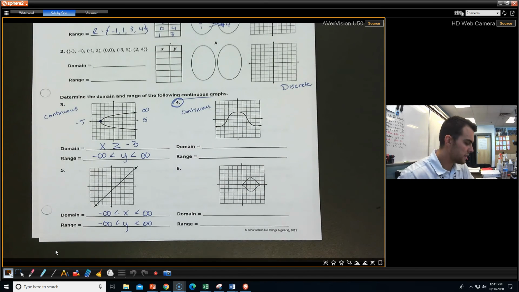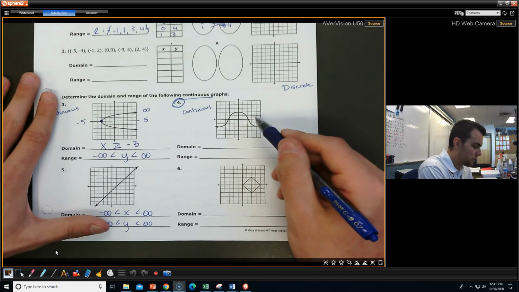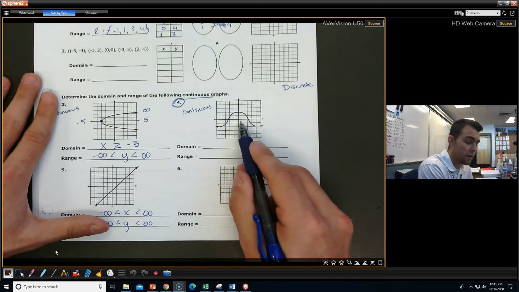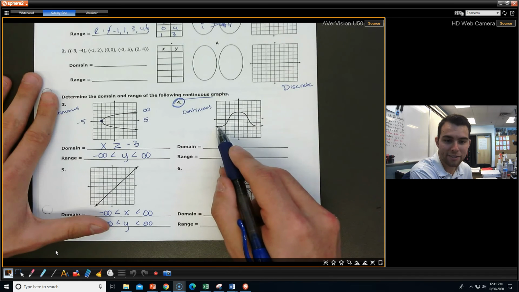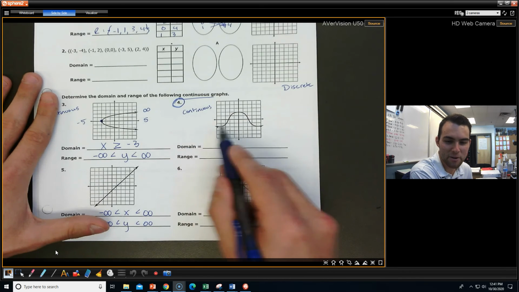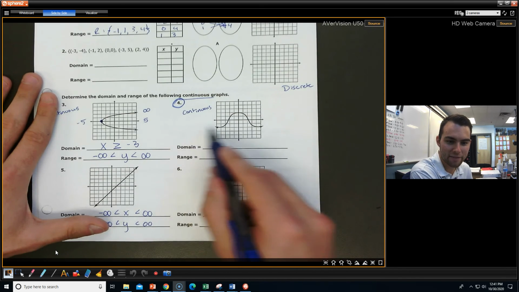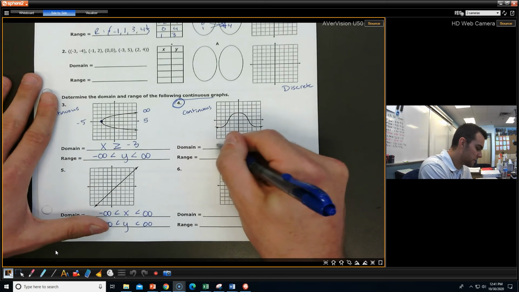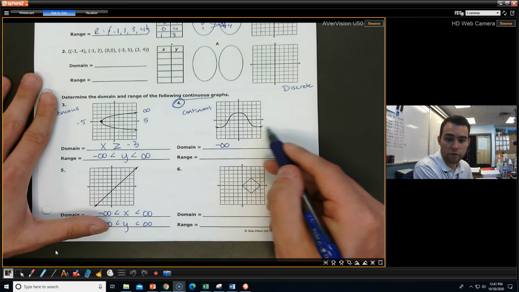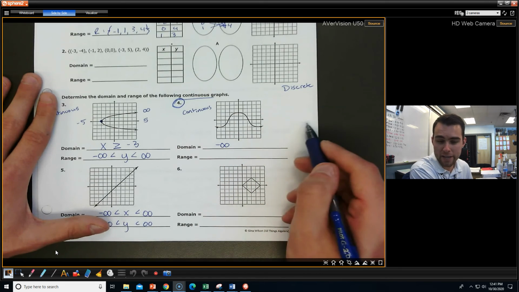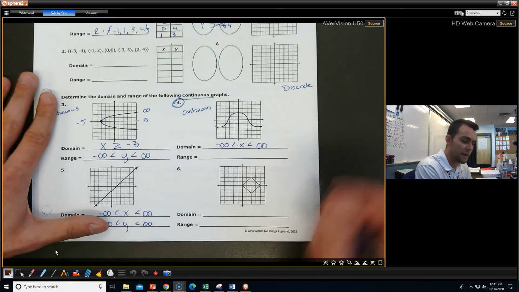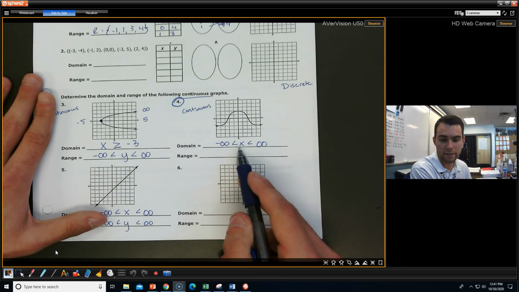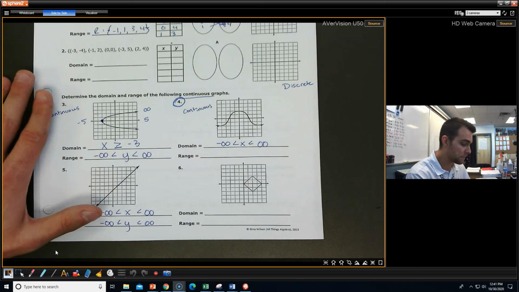All right, we're back. Let's look at this guy. So let's start with domain. All right, the lowest domain value, this arrow shows it's going in the left direction, the negative direction, forever and ever and ever. This arrow shows it's going positively this way. So all my x values, in order to get them, I have to go from negative infinity to positive infinity.